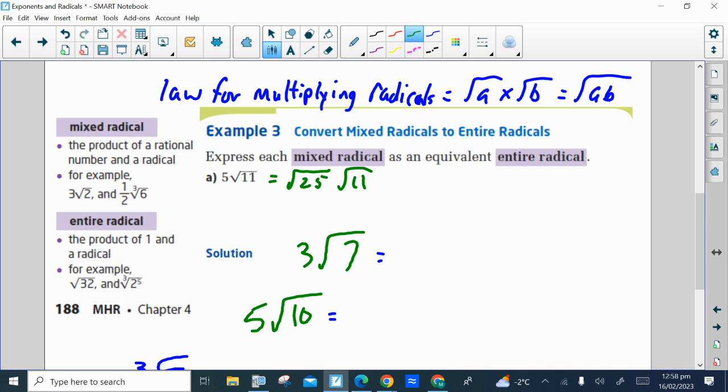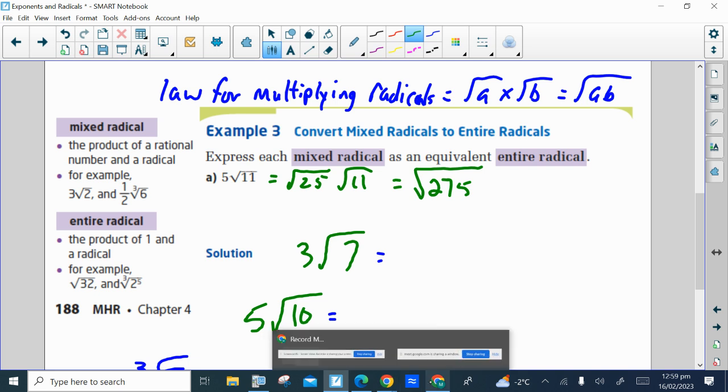I haven't changed the value of the expression, the value of the number. I just changed the form that the number in front, the 5, is written. I've written it as a radical instead of as a rational number. And now because these are both radicals, I can multiply these together. I can multiply the 25 and 11 together and get 275. And there's our answer. 5 root 11 is equivalent to root 275. The difference is that we started with a mixed number, a mixture of a rational and an irrational, and now we have an entire radical, no number in front.